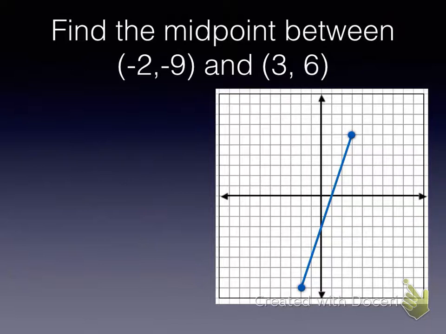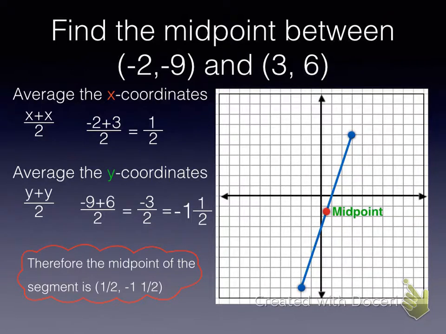Alright, so welcome back. Here we go. So, you're going to add the x's, divide by 2, you get a half. Add the y's, divide by 2, you're going to get negative 3 halves, which is the same as negative 1 1/2. And therefore, the midpoint is a half and negative 1 1/2. Plot it and make sure it makes sense.